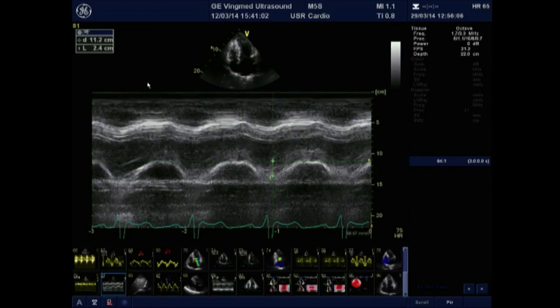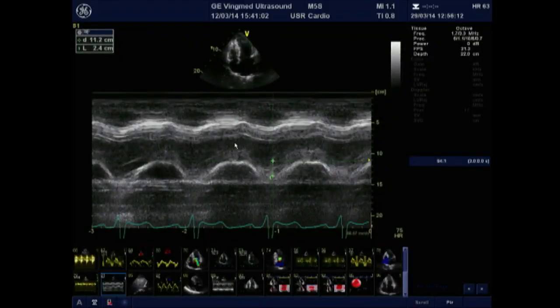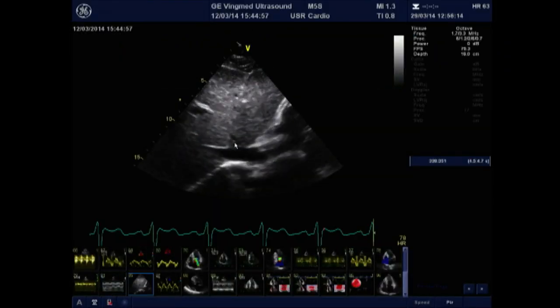This is the assessment of the right ventricular function, the TAPSE, which is 24. It's a preserved longitudinal right ventricular function.